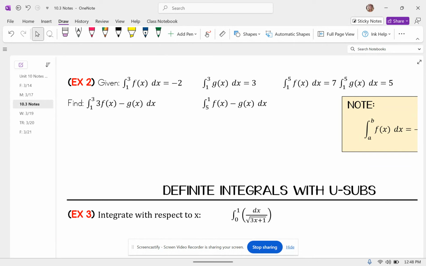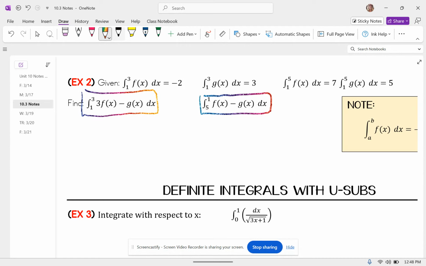Okay. So we are given that the integral of f of x from 1 to 3 is negative 2. The integral of g of x from 1 to 3 is 3. And it says find the integral of 3 times f of x minus g of x from 1 to 3. I'm going to do the second part. These are like 2 different questions, okay? So I'm not doing this one right now. I'm doing this one right now, okay?